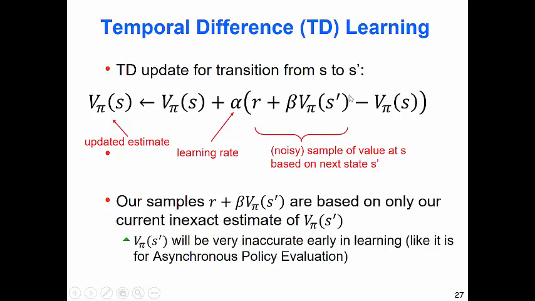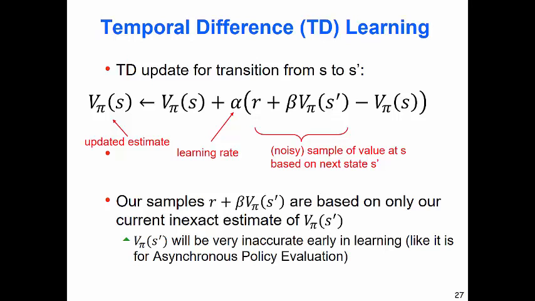So you can view this as doing asynchronous value iteration, where the states that you're selecting to do the updates are just based on running the policy. And asynchronous value iteration is just using a noisy estimate of the next state. Okay? It's kind of interesting because these samples are based on our own estimated value function. So it feels kind of self-serving and like it shouldn't really converge, but it does.